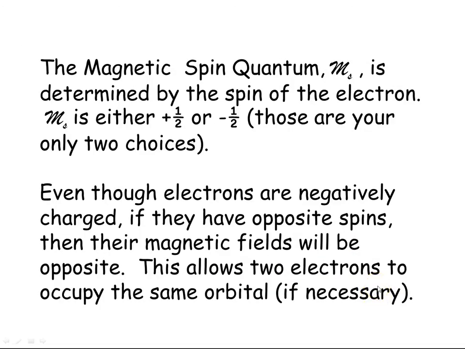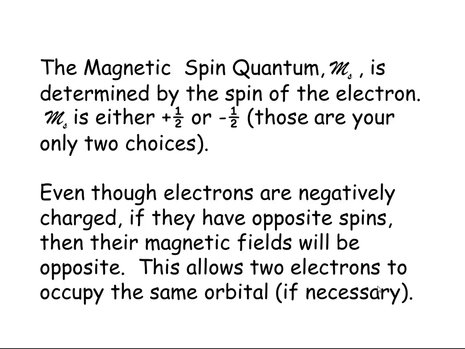The fourth quantum number, magnetic spin, is actually easy. The magnetic spin quantum number is either going to be plus 1/2 or negative 1/2. That's it. Here is why. Electrons exist in an orbital as pairs.